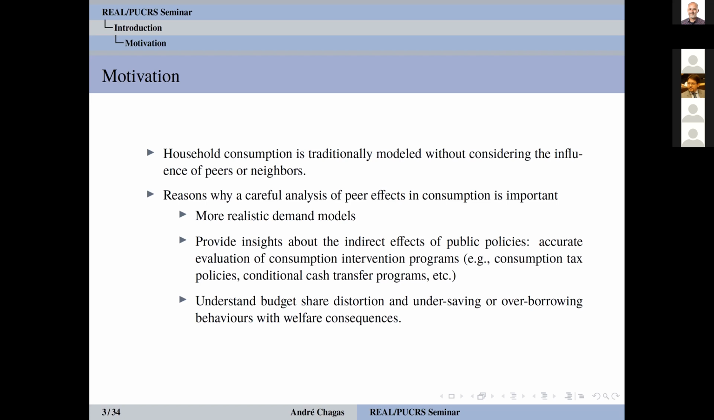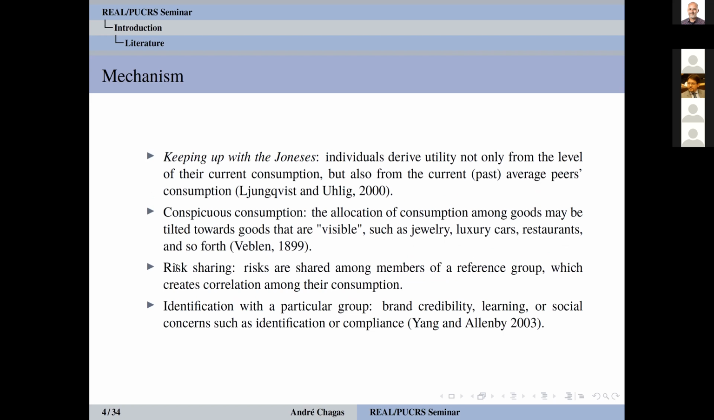But as usual, the classical model does not consider the spatial effect. Then we are introducing this spatial effect because we think this is a more realistic demand model, and it can provide some insights about public policy, about the taxation of the family or consumption taxation, for instance. What is the mechanism that is playing the spatial interaction, or the peer interaction between families?